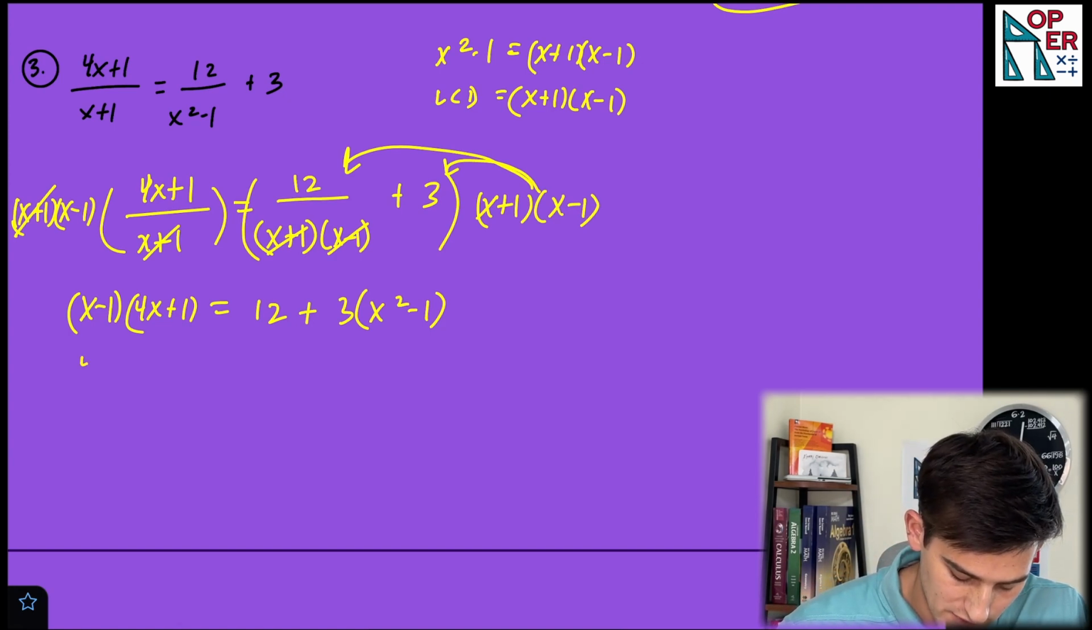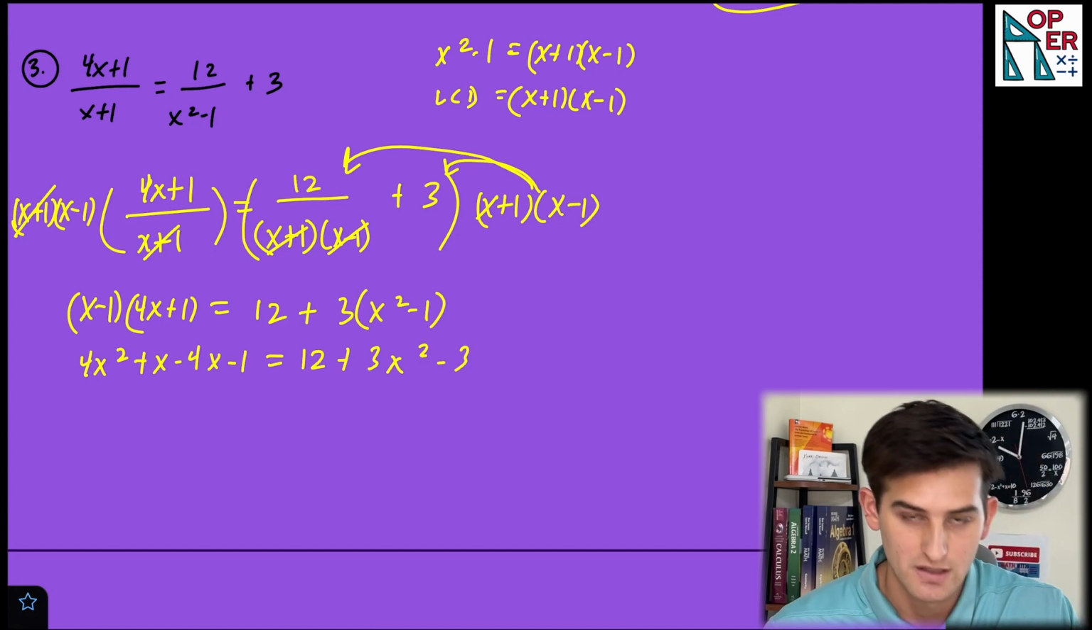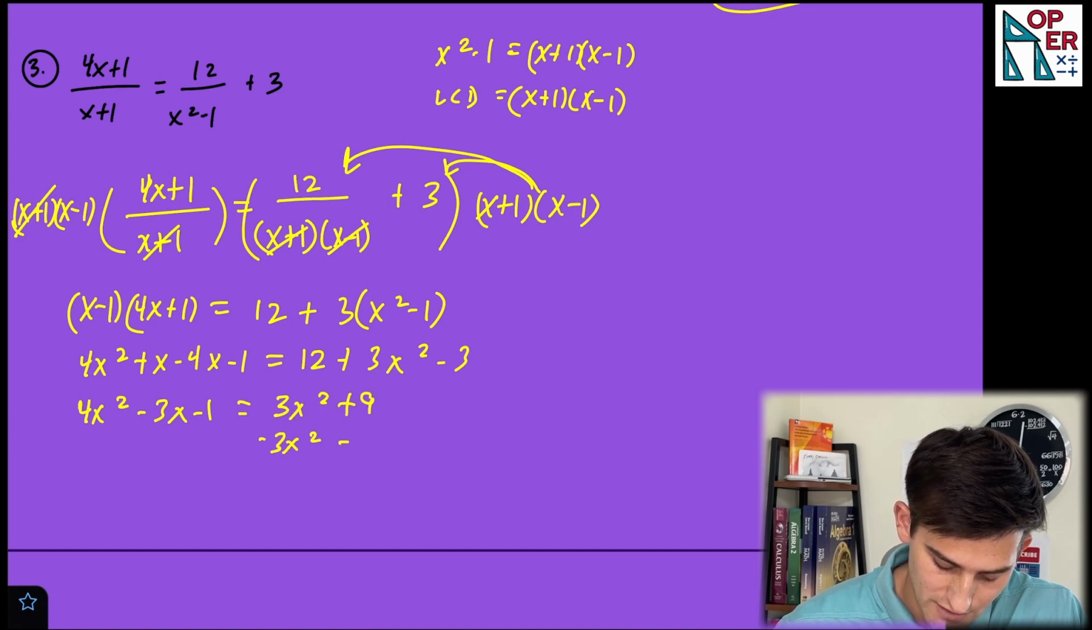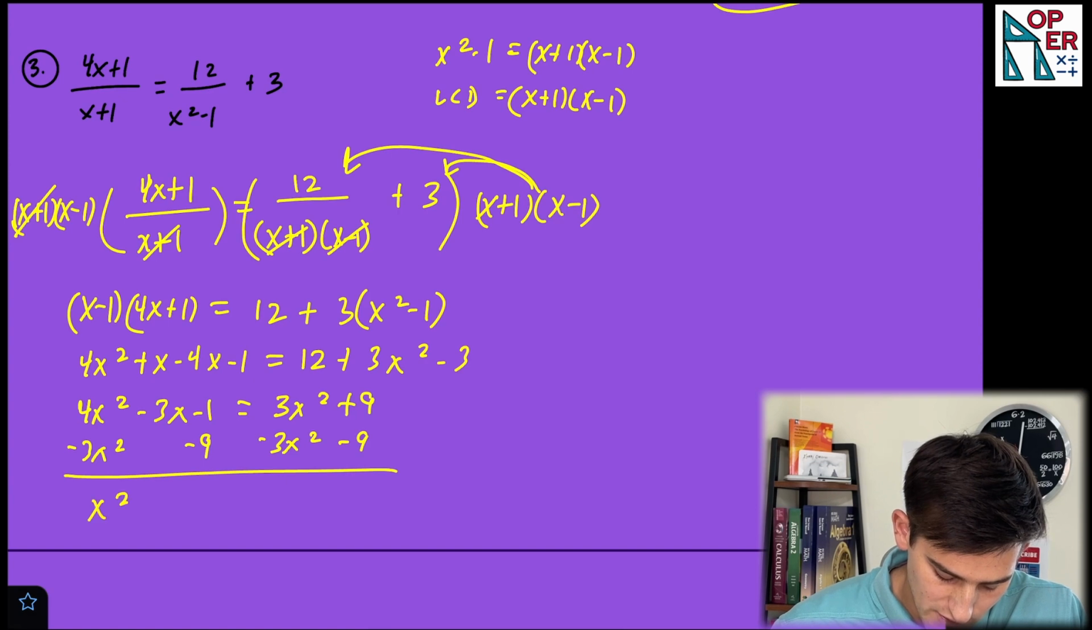So x times 4x would be 4x squared plus x minus 4x minus 1 is equal to 12 plus 3x squared minus 3. Now let's go ahead and just combine some like terms. So I see we have a 4x squared, x minus 4x, so minus 3x minus 1 is equal to 3x squared plus 9. So let's move the 3x squared and the 9 over here so we can set this quadratic equal to 0. So now we have x squared minus 3x minus 10 is equal to 0.